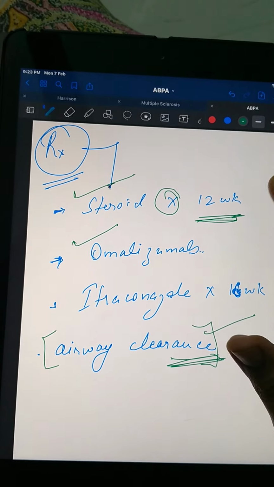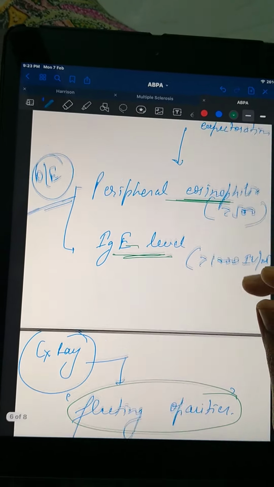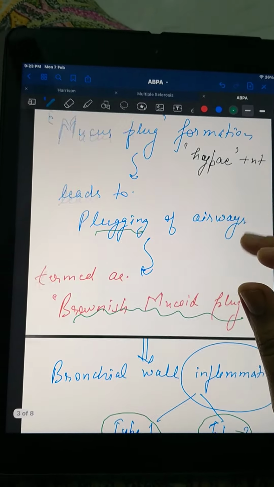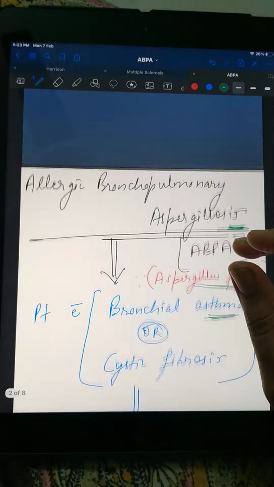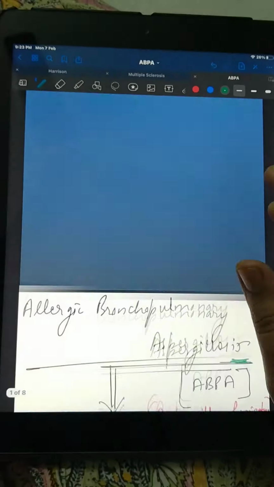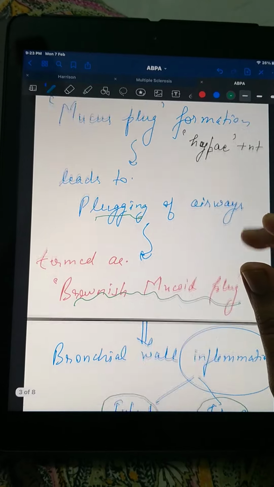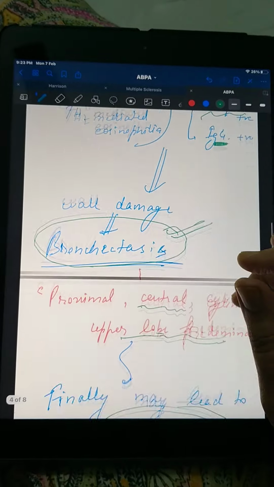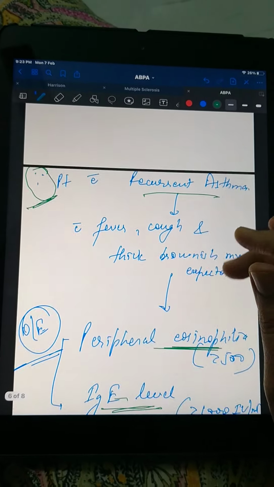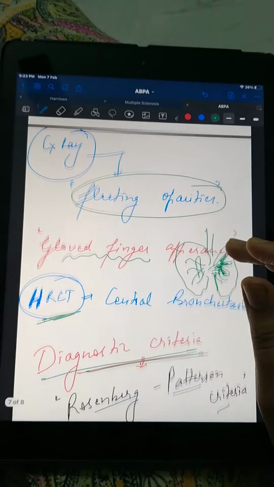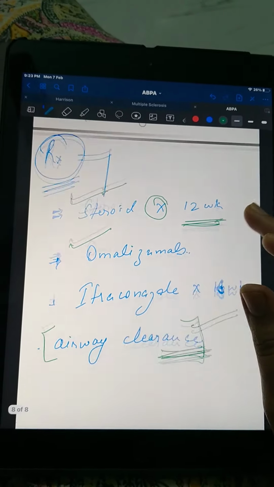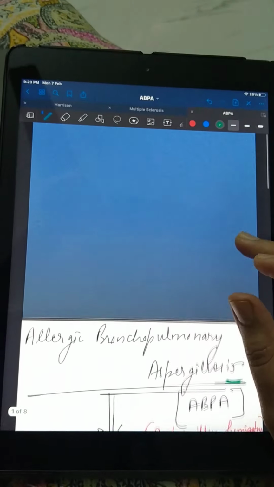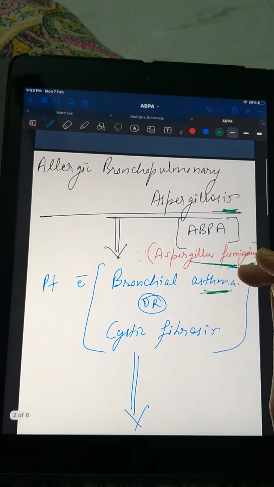So treatment is very simple, but we have to identify it. We should always suspect ABPA in a patient of bronchial asthma who is treatment resistant and presents again and again with asthmatic attacks, and has fleeting opacity and central bronchiectasis. It is very simple, but also very important, and we should keep ABPA in mind. Regarding Aspergillus fumigatus and other eosinophilic pneumonias, we will study later on.